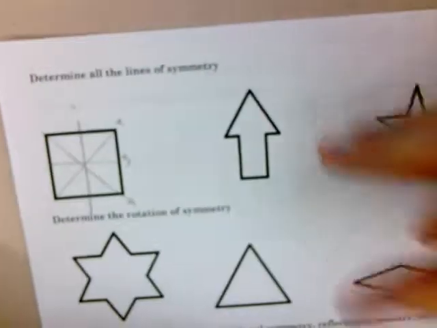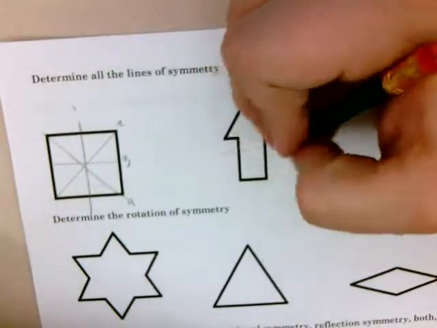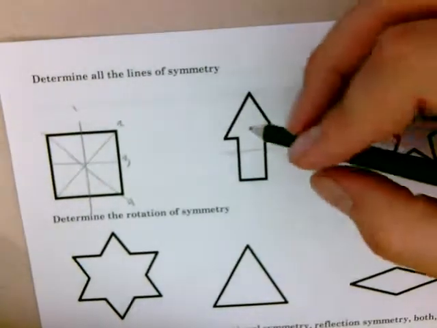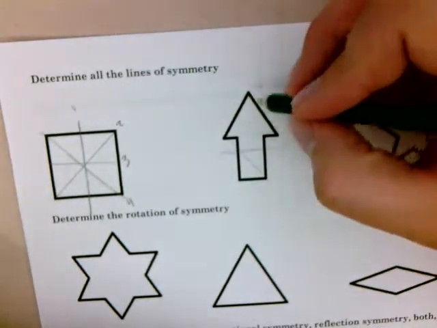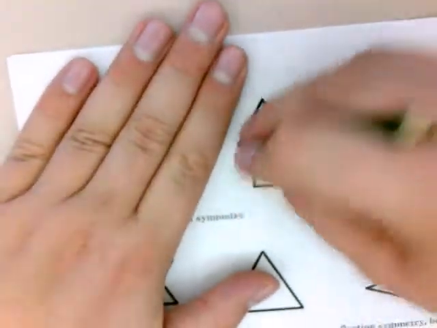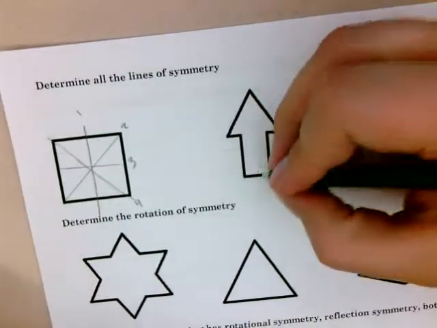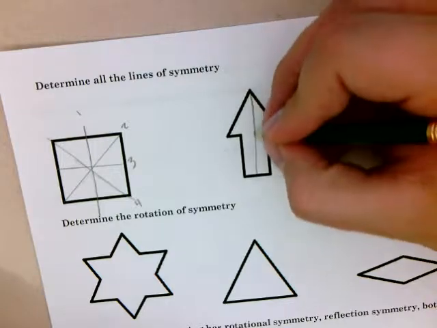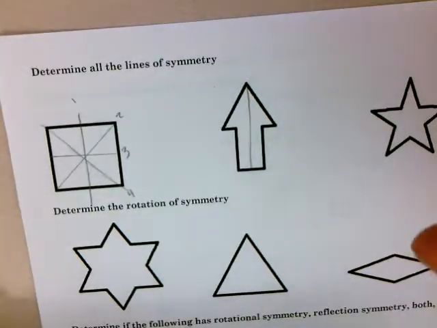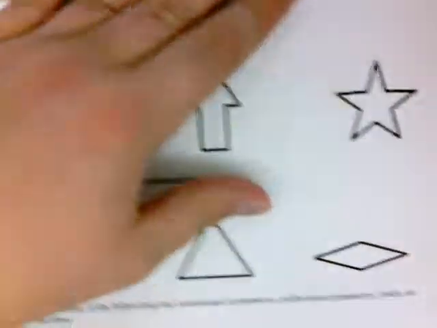This arrow, you can't fold it right here because this half wouldn't match that half. You couldn't fold it right here because that half wouldn't match that half. There's only one actual spot, and that is up and down. If I fold this arrow from top to bottom, it's the only spot where I could fold it, and it would actually fold in half.